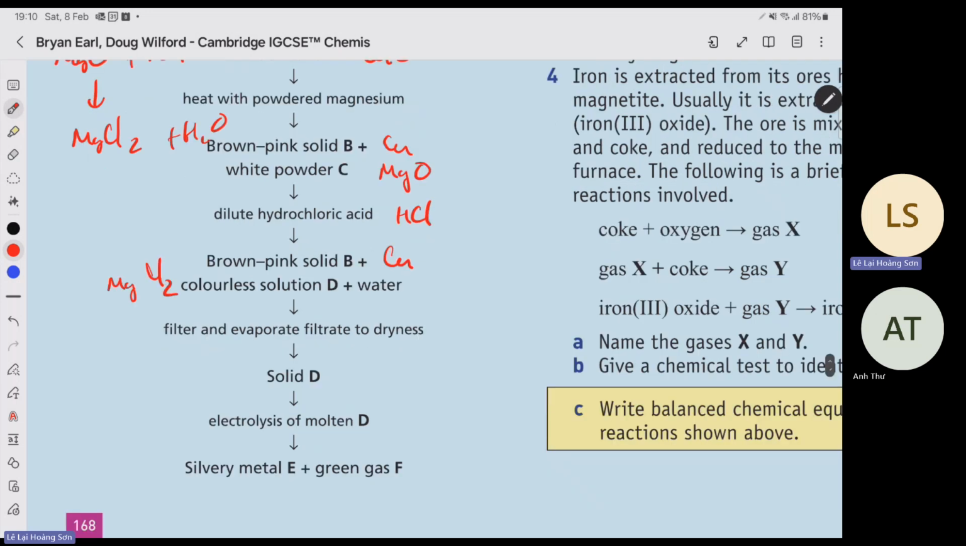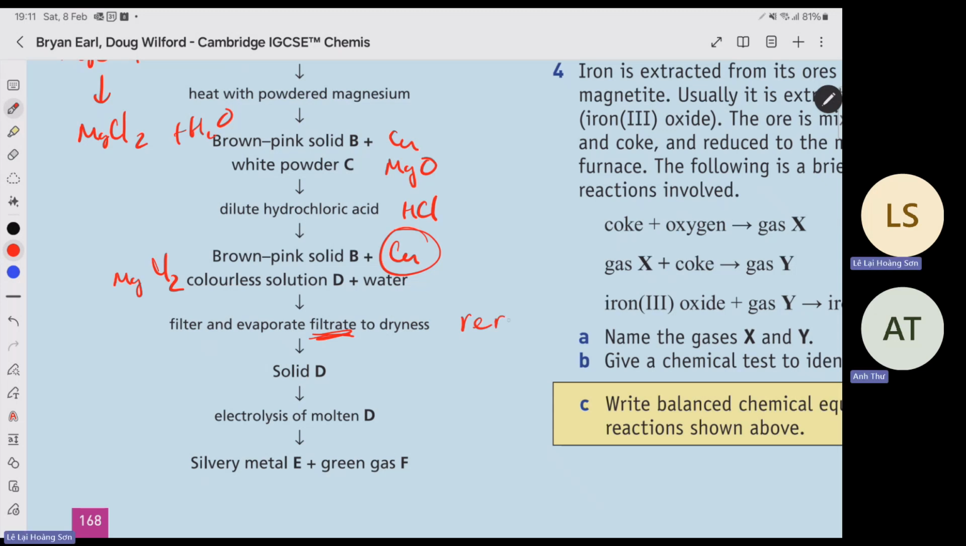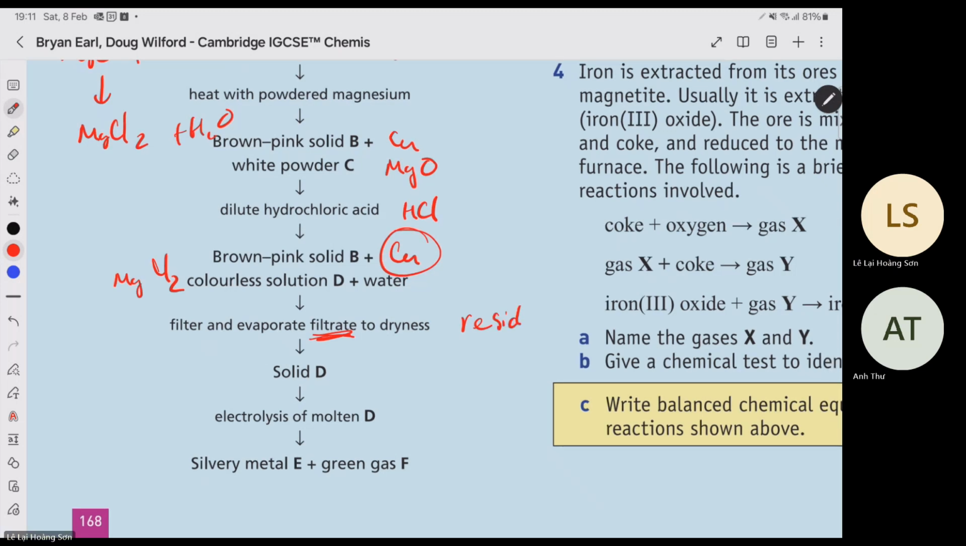Okay. So you filter and evaporate the filtrate. What is the filtrate? And what is the residue after you filter this mixture with copper and magnesium chloride? What is in the residue and what is the filtrate? The solid is magnesium chloride. Magnesium chloride. Is that in the residue or in the filtrate?